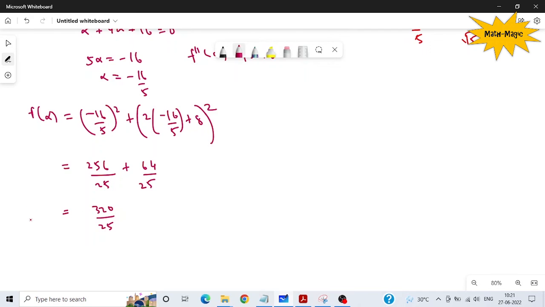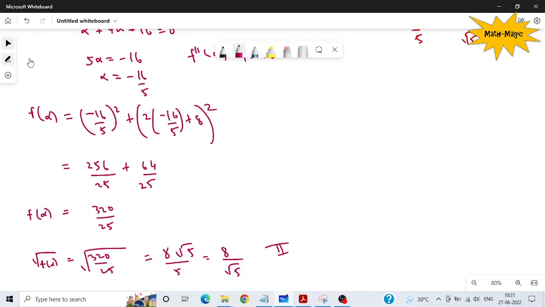So this is the value of alpha squared plus beta squared, and we want to find the minimum value of the square root of alpha squared plus beta squared. So we take the square root of f of alpha, which is the square root of 320 by 25, which is equal to 8 root 5 over 5. By factorization you can quickly get this answer. So this is equal to 8 by square root of 5, and this is the answer from the second case.